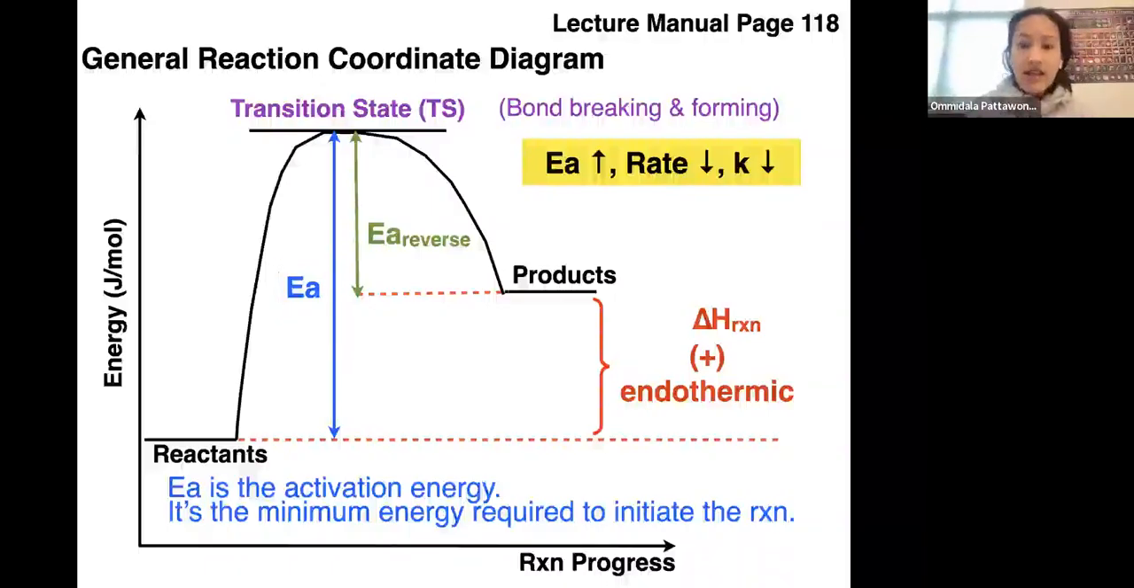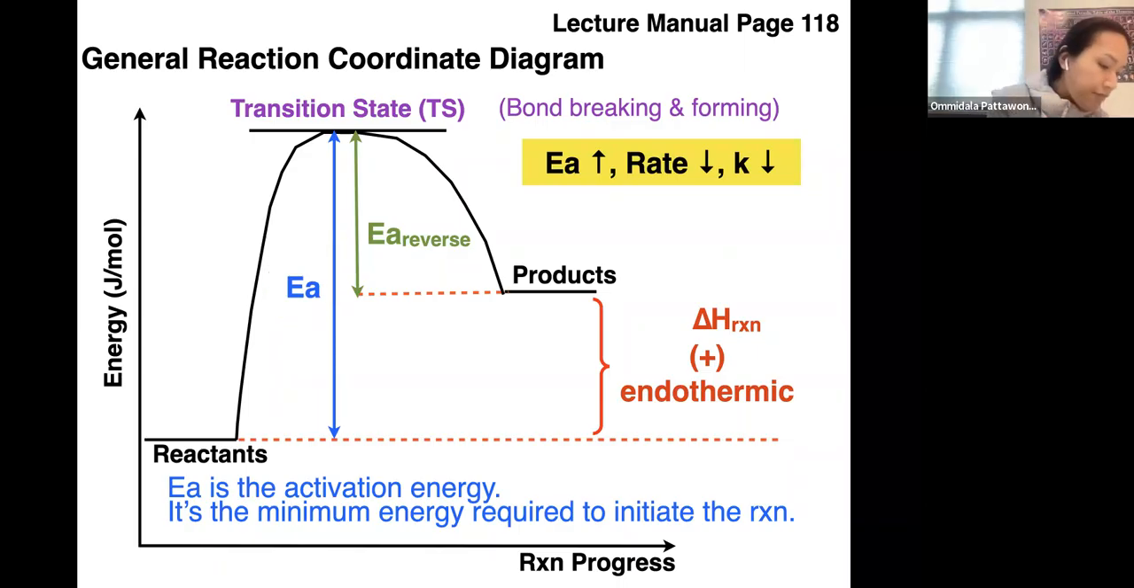So in this case, you see that the relationship between activation energy and the rate is inversely proportional to each other. Okay, so if the reaction has high activation energy, the rate of reaction would be slow, right? Because the molecule requires much more energy to overcome the activation barrier in order to convert to product.